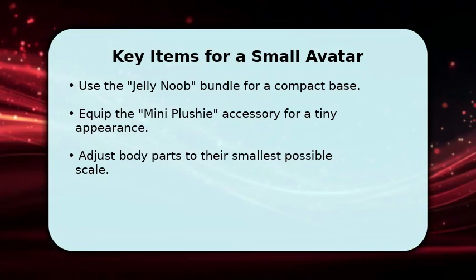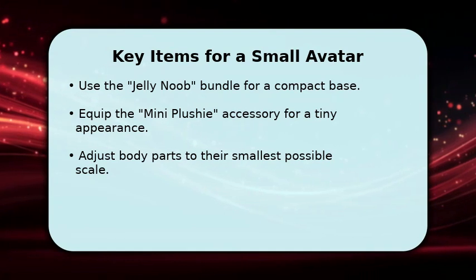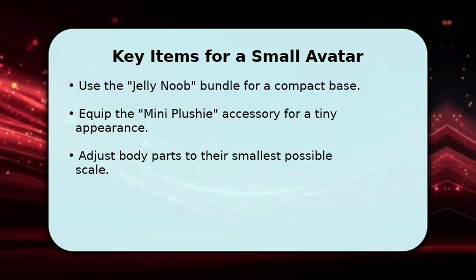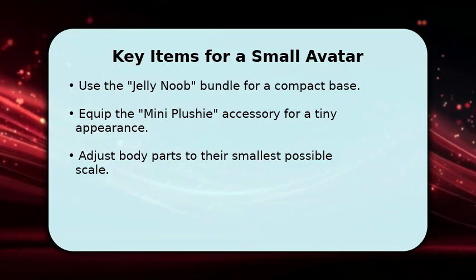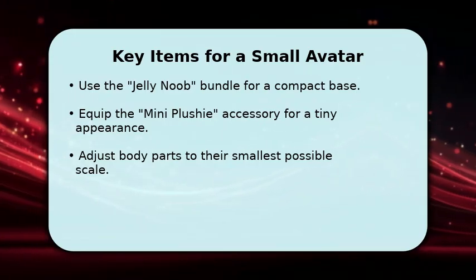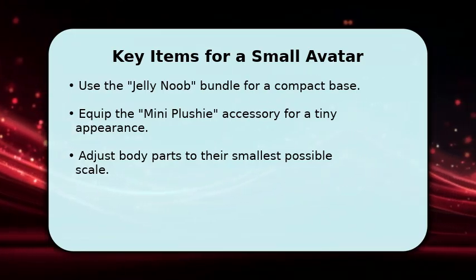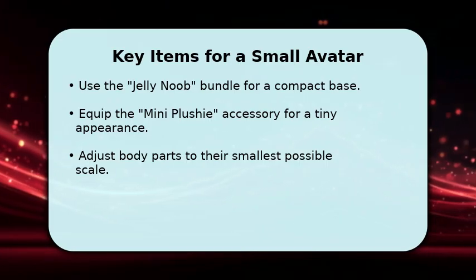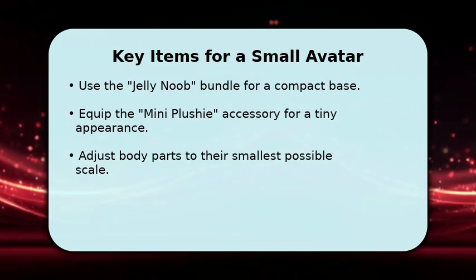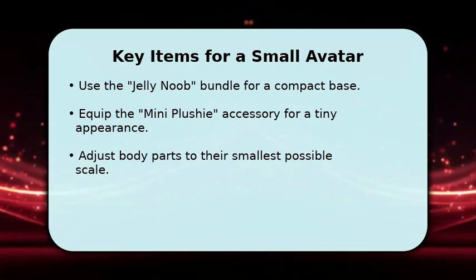To start, consider using the Jelly Noob bundle as your base. This bundle provides a naturally small and compact body shape. Next, equip the Mini Plushie accessory, which significantly reduces your overall size. Remember to set all your body parts, like arms and legs, to their smallest possible scale in the avatar editor. These items are crucial for achieving that truly tiny look.